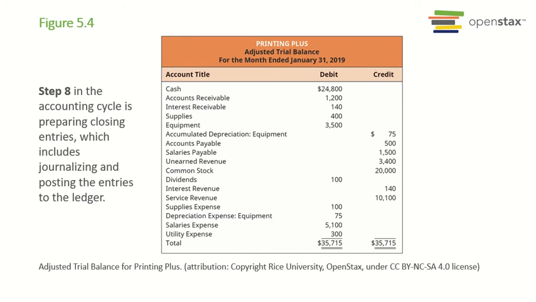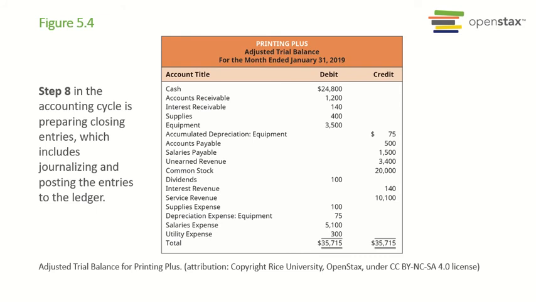So step A in the accounting cycle is to prepare closing entries, which includes journalizing and posting the entry to the ledger. So therefore, four entries occur during the closing process. First, close revenue accounts to income summary account. Second, close expense accounts to income summary account. So step 1 and step 2: close revenue accounts and expense accounts to income summary account.